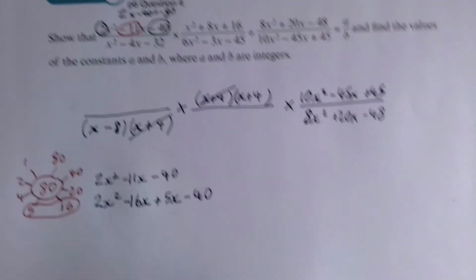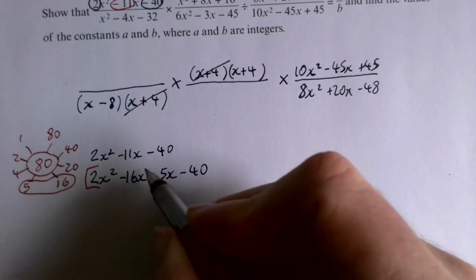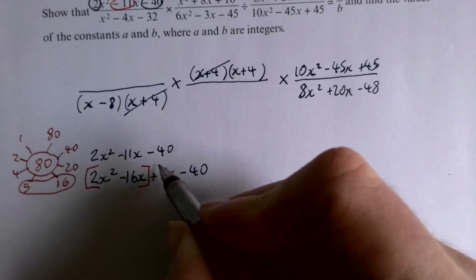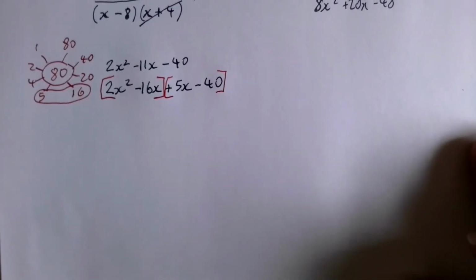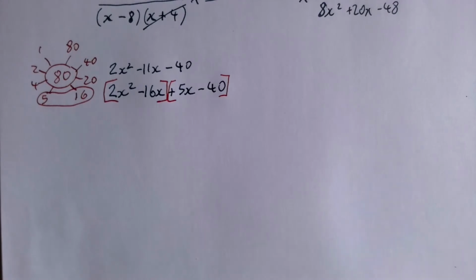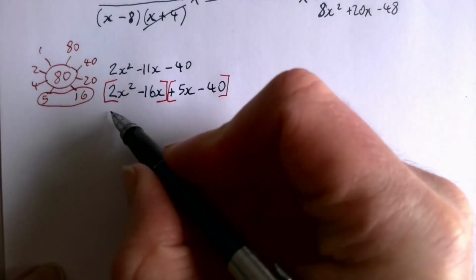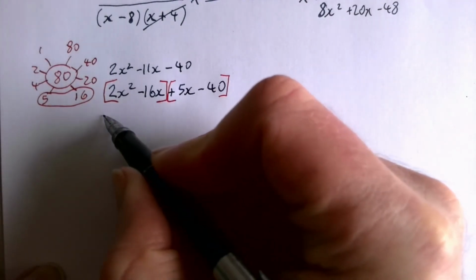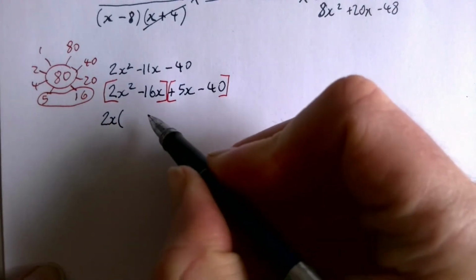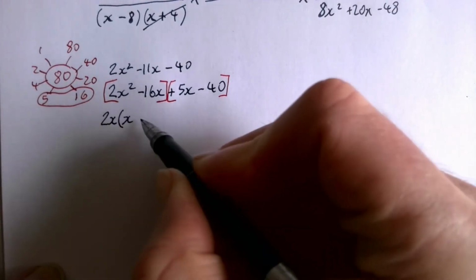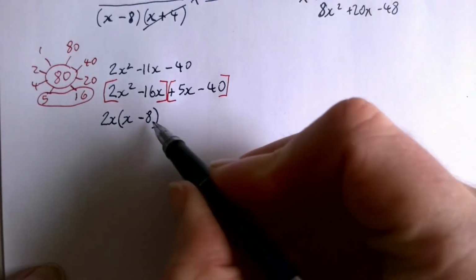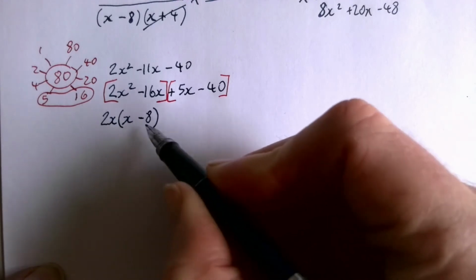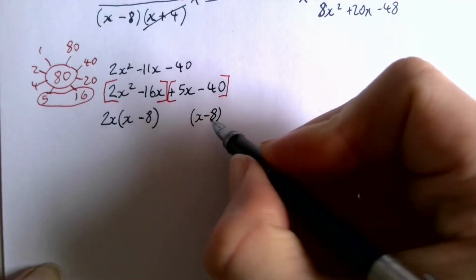At this point, I split this expression into two slightly simpler expressions that I can then factorize with a single bracket. So my single bracket factorization, 2x goes into both of these, so that 2x is going to go outside the bracket, times x, and 2 times negative 8 to make 16. And that means that one of my factors, one of my brackets, is going to be x minus 8, so I pop that in just there.